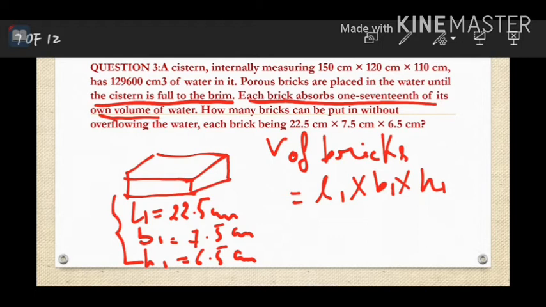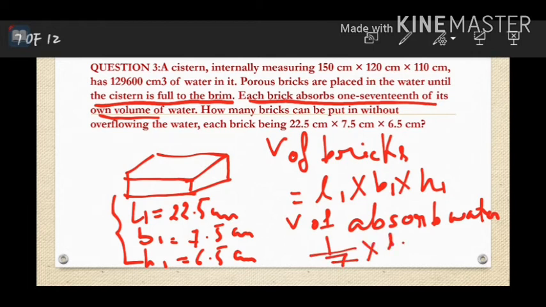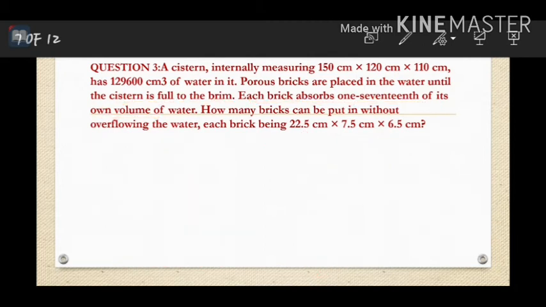Now the second line is given that porous bricks are placed in the water until the piston is full to the brim and each brick absorbs 1/7 of its own volume. Now I am considering n number of bricks are there. One brick absorbs 1/7 of its volume. So the volume of absorbed water will be 1/7 into L1, B1, H1, right? Now if there are n number of bricks, the total volume of water absorbed by the bricks will be this much into n. Now let us check the solution.